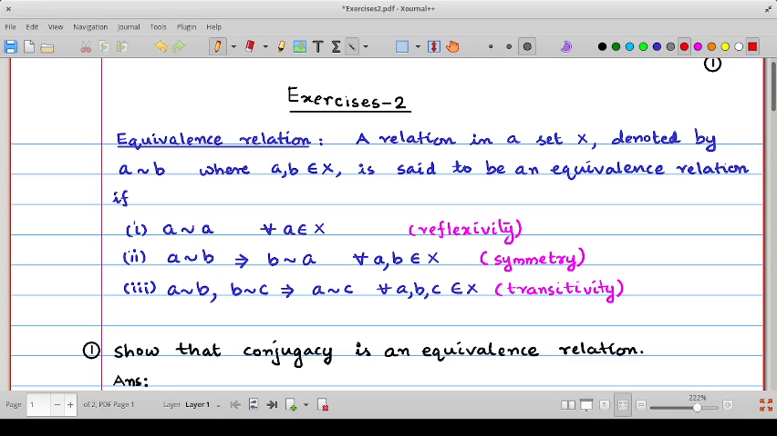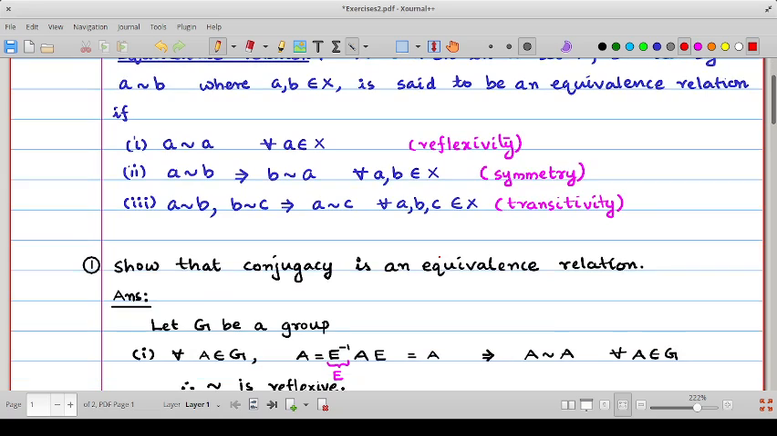And the first is it is reflexive, that is A is related to A itself for every element A in the set. And the second is called symmetry of the relation, which means if A is related to B, then this also implies that B is related to A for all elements A and B of the set X. And the third property is called the transitivity. That is, if A is related to B and B is related to C, this implies that A is related to C for all elements A, B and C of the set X.